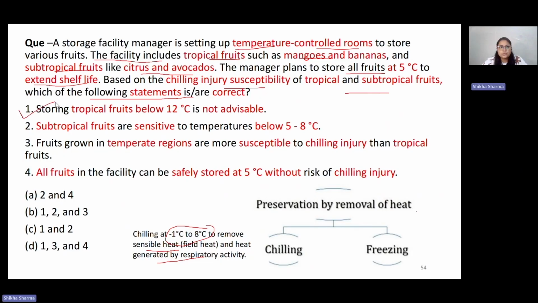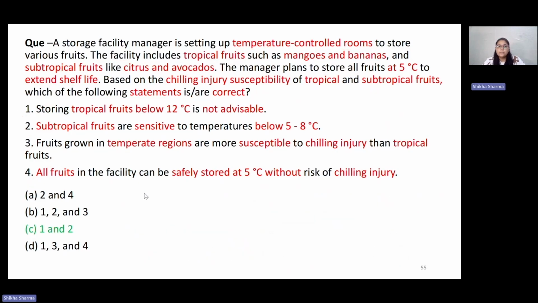The first statement is storing tropical fruits below 12 degrees Celsius is not advisable. Second is subtropical fruits are sensitive to temperatures below 5 to 8 degrees Celsius. Third is that the fruits grown in temperate regions are more susceptible to chilling injury than the tropical fruits. And fourth is all fruits in the facility can be safely stored at 5 degrees Celsius without risk of chilling injury. So we discussed chilling injury in detail in a previous lecture already. So here the answer is 1 and 2, that storing tropical fruits below 12 degrees is not advisable, and subtropical fruits are sensitive below 5 to 8 degrees Celsius.